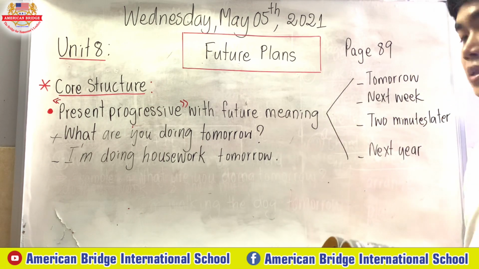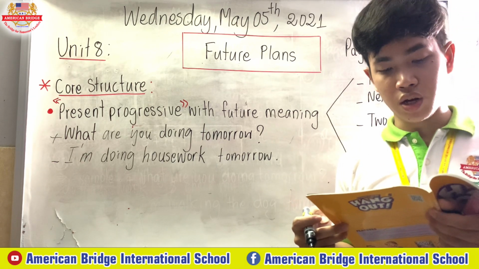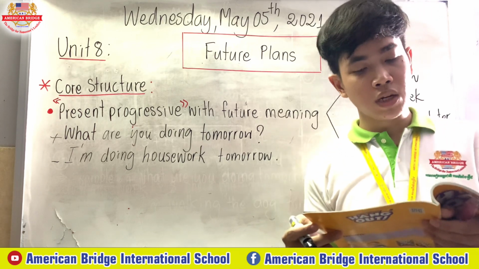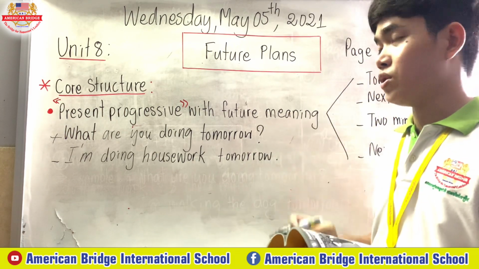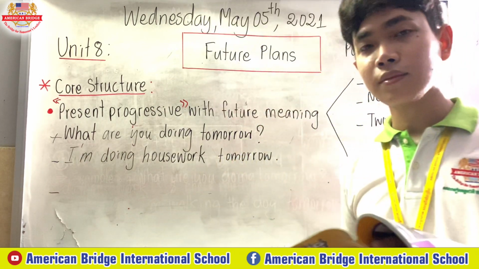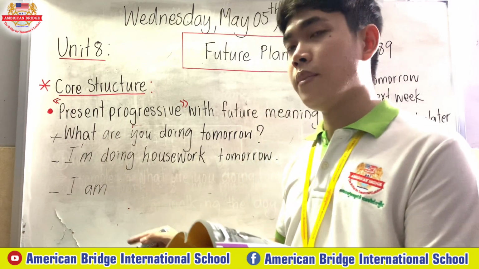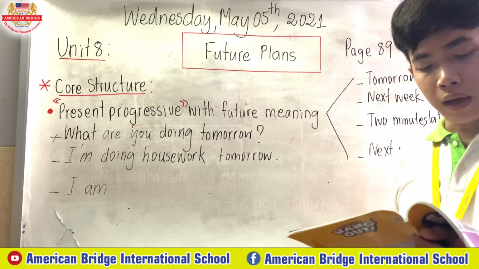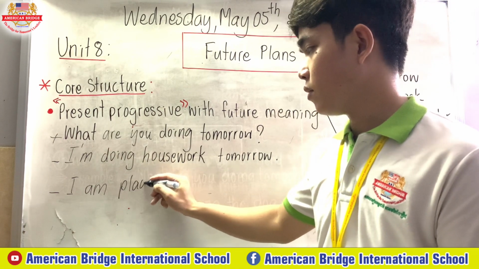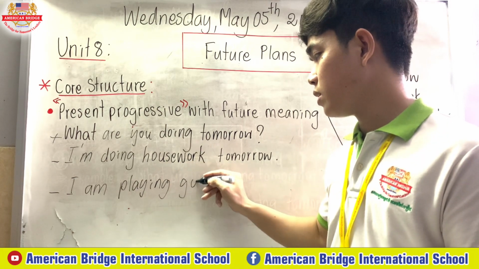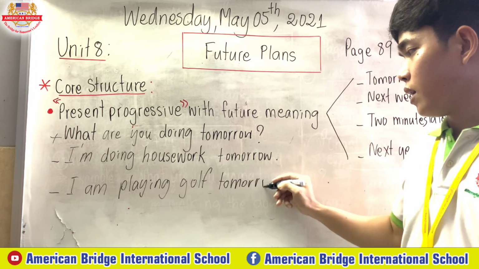So the listener will understand that you plan or arrange to do the housework tomorrow. Okay, next I want you to make a sentence using picture letter G. Look at picture letter G together. As you can see, there are two people playing golf, right? Let's answer the question again. What are you doing tomorrow? How can you answer this? As I told you already, we start with subject plus be, am, and we need to add the verb with ing, right? Picture letter G is about playing golf, so you can write playing. So I'm playing what? Playing golf. Yes, you can say "I am playing golf tomorrow."